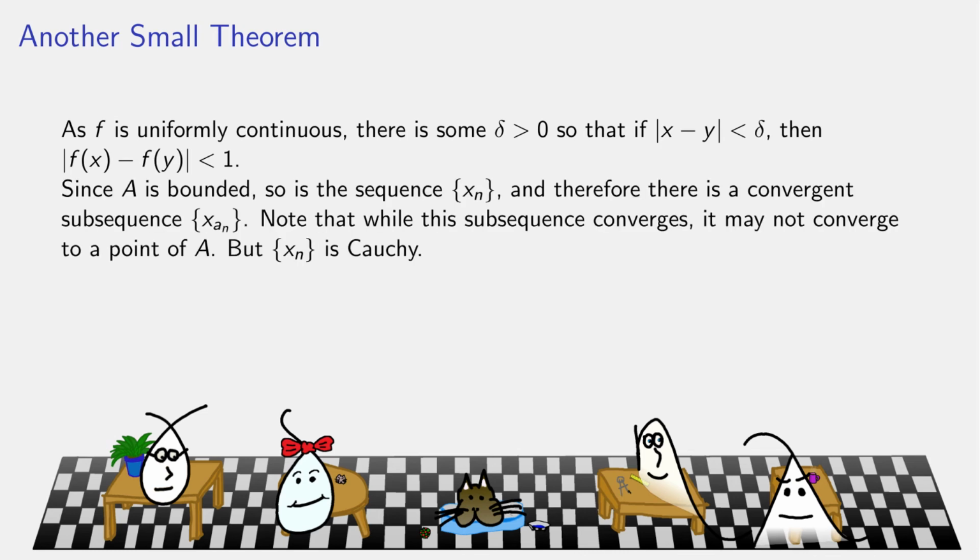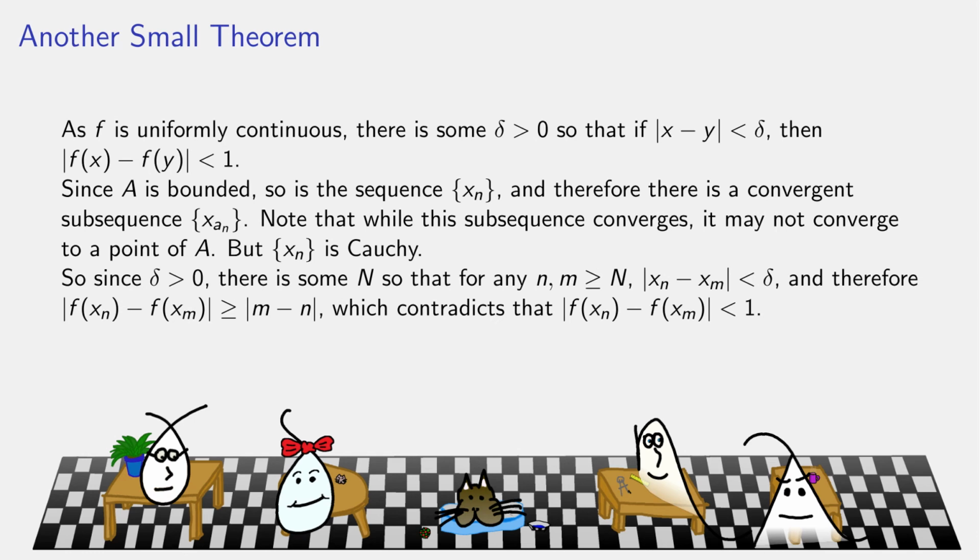A was a bounded set, and I was generating the sequence xn, which must be bounded. Therefore, there is a converging subsequence, by Bolzano-Weierstrass. Since xn is bounded, it has a converging subsequence. So this subsequence converges, but it doesn't have to converge to a point of A, but it does have to be a Cauchy sequence. So since xn is Cauchy and delta is positive, past a certain index, all terms of the sequence xn are within delta of one another.